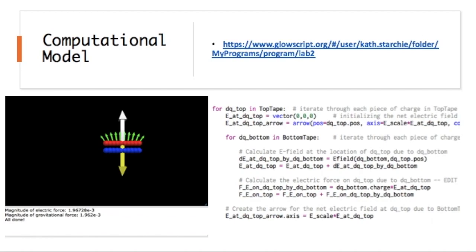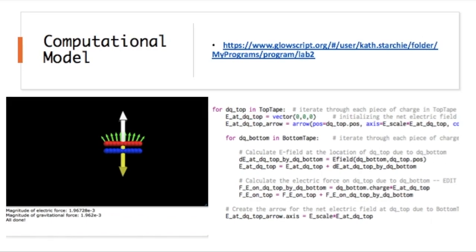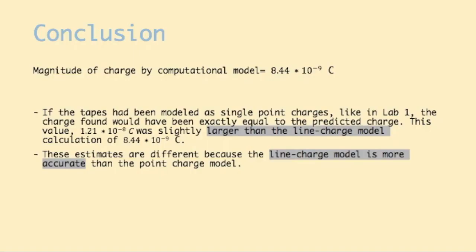You can see that the magnitudes of the electric force and the gravitational force are equal, which is where Newton's second law comes into play because the top tape is at equilibrium. The charge that corresponded to these matching electric forces is 8.44 times 10 to the negative 9 coulombs.